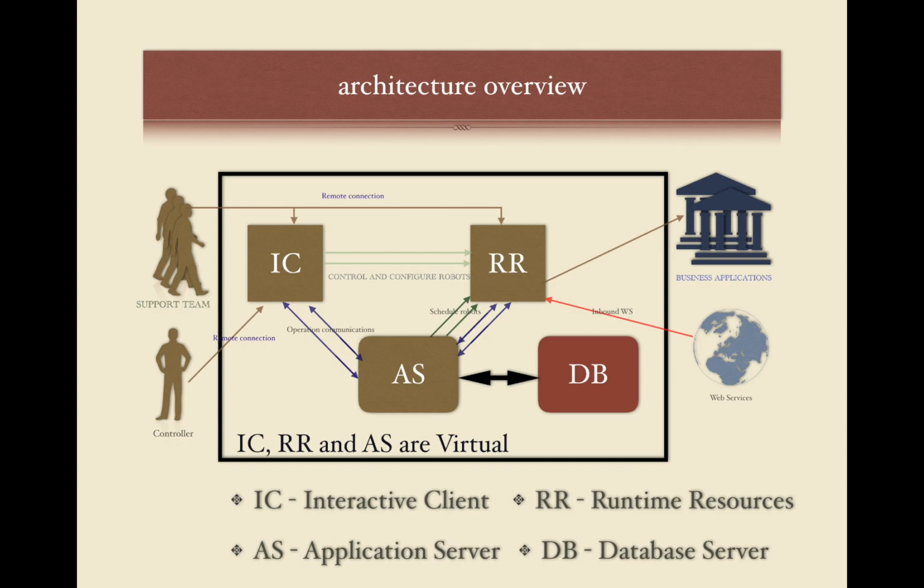I will put another video where I'll explain the advantages of virtualization of each and every component, where we'll discuss all these advantages in detail. But for now, the important point to remember here is that interactive client, runtime resources, and application servers should be virtualized. On the other hand, the database server, which I put in a red block, should always be on the physical server. That is the recommended approach from the vendor, that is Blue Prism.